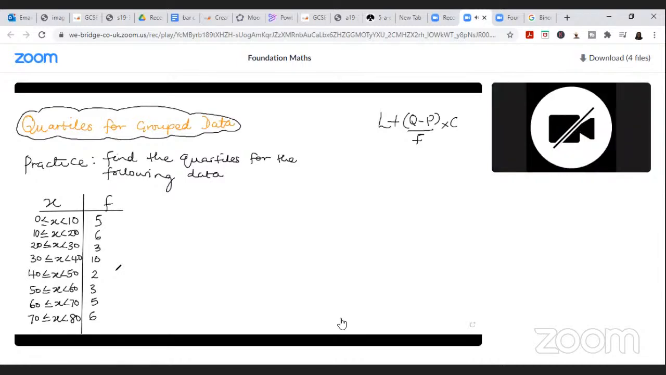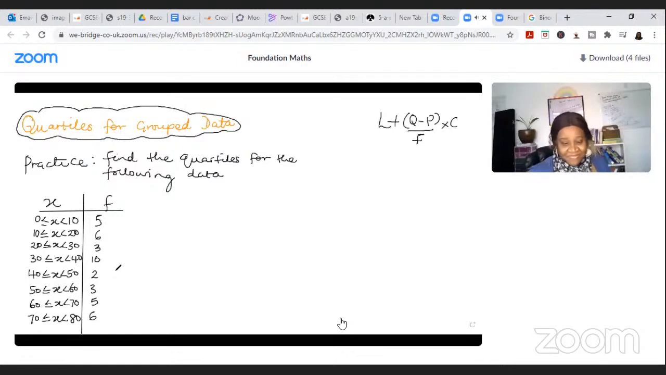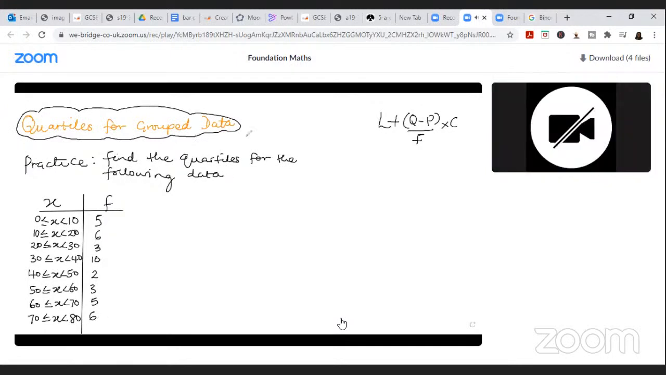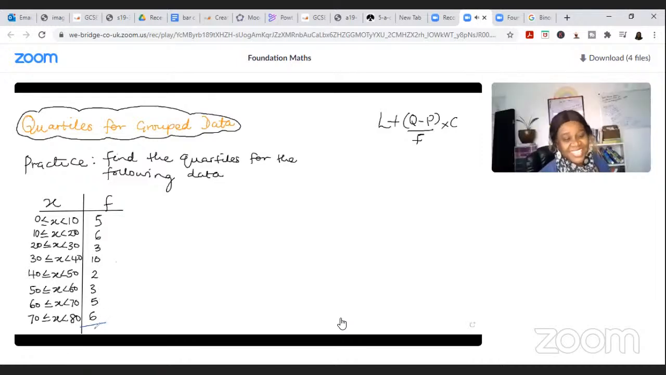Miss, what is the quartile position? For the quartile position, the first thing you have to do is add them all up. Have you added them all up? What did you get? No answer? Okay, I said 40.